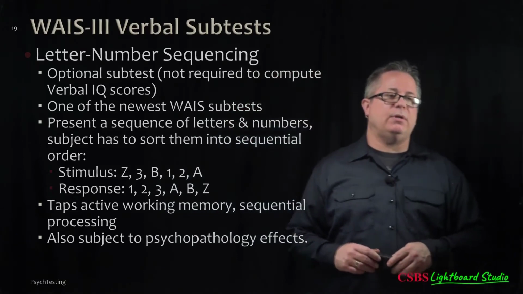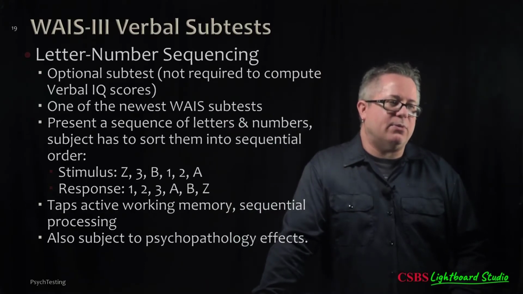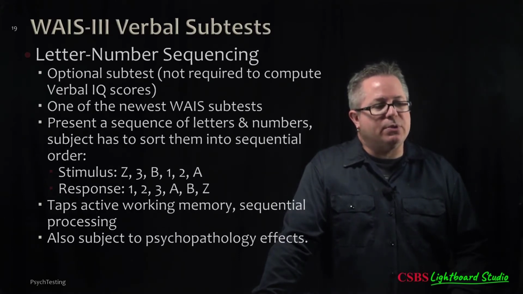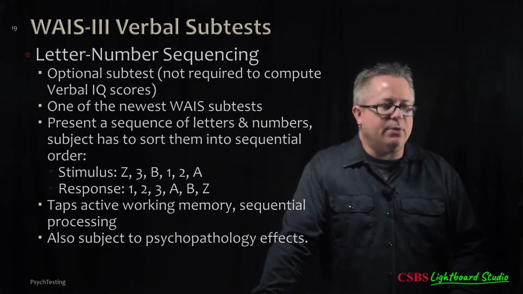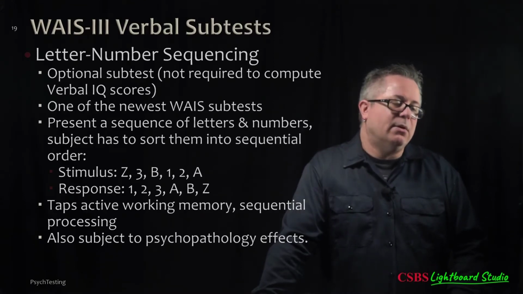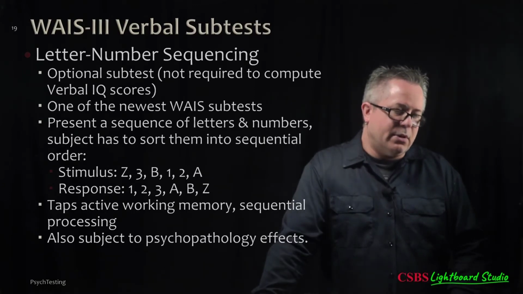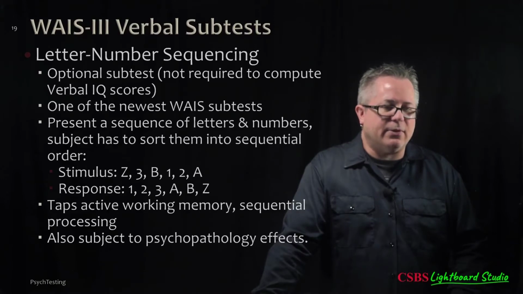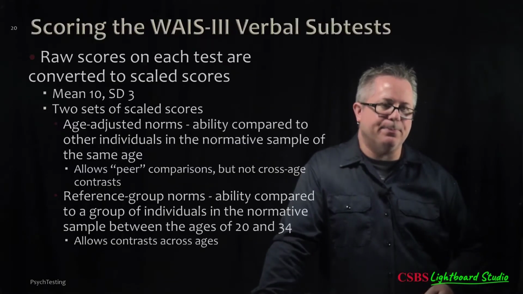Letter and number sequencing. This goes beyond just a digit span. This is an optional subtest, not required to compute verbal IQ scores. It's one of the newest subtests. You present a sequence of letters and numbers, and the subject has to sort them into sequential order. So the stimulus here is like Z, 3, B, 1, 2, A, and you're supposed to put them in order: 1, 2, 3, A, B, Z. It taps active working memory and sequential processing, and is also subject to psychopathology effects. It might affect the way that you sort them if you have different beliefs about letters and numbers due to some kind of psychopathology.